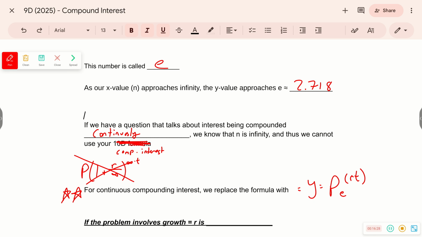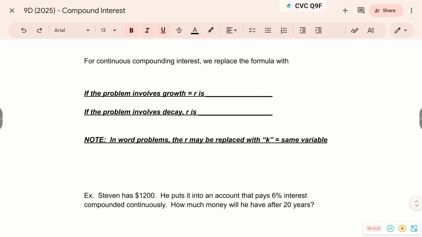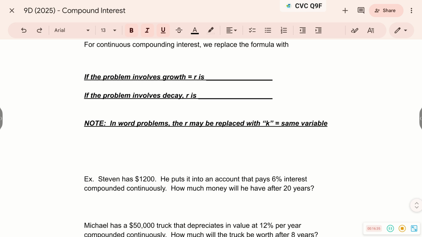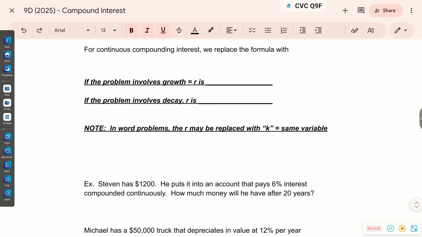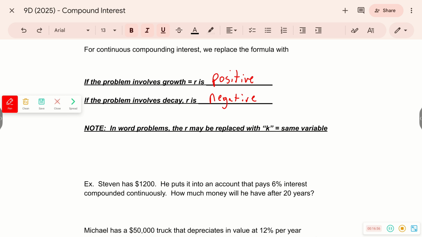Pause the video if you need to. If the problem involves growth, r is positive, only with this continuous formula. If it involves decay, the r is negative. In word problems, the r may be replaced with k, but it's the same variable. So let me give you 2 example problems real quick, and then we'll be on our way.